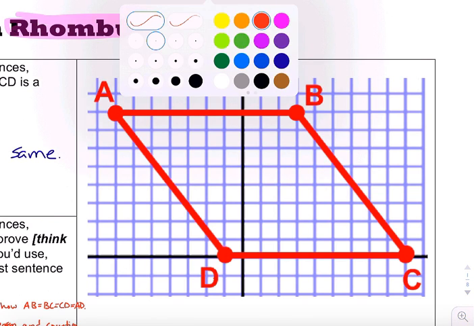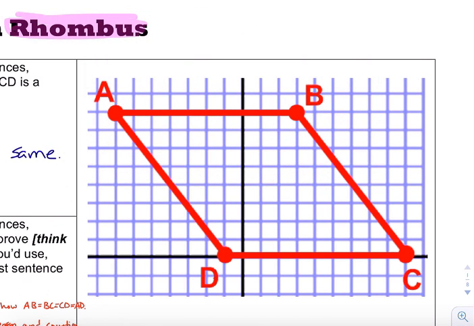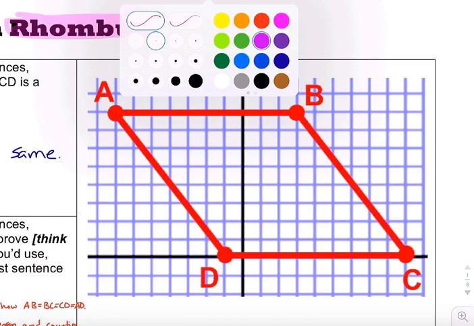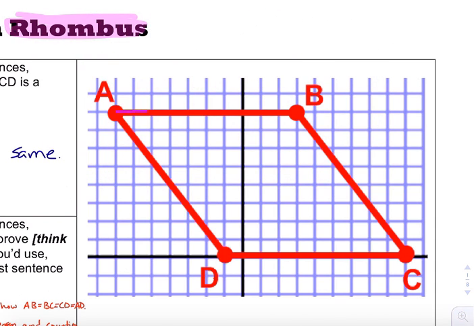So I'm going to do two things. I'm going to do some counting, and then I'm also going to use the Pythagorean theorem. So let's count first. I'm just going to look at AB. 1, 2, 3, 4, 5, 6, 7, 8, 9, 10. And so just by counting, I know this length is 10.